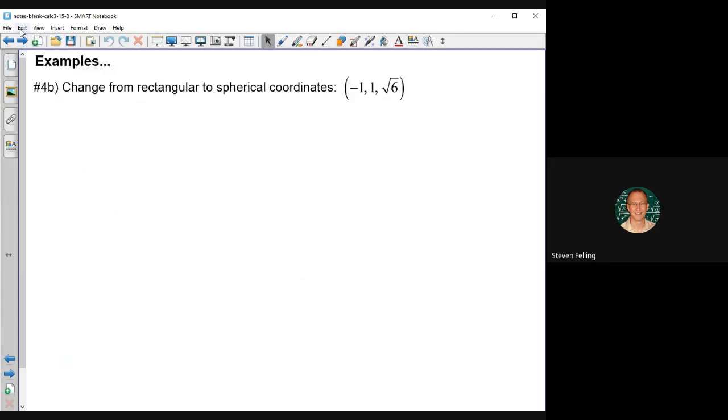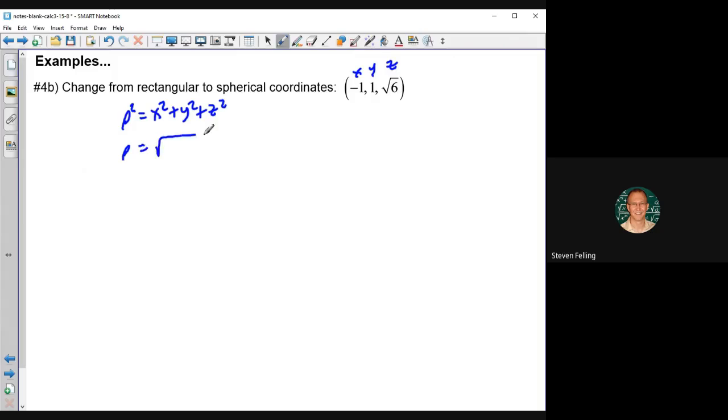Okay, what if we wanted to change this from rectangular to spherical coordinates? So, of course, in rectangular, this is definitely giving me x, then y, then z. And we want to go the other way around. So first of all, let's go ahead and find rho. We know that rho squared is x squared plus y squared plus z squared.